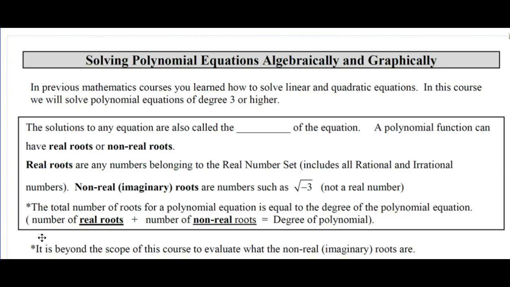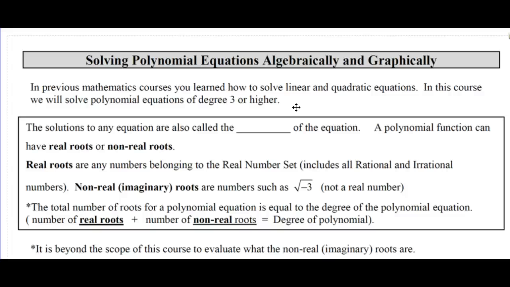Solving polynomial equations algebraically and graphically. So in a previous math course, you learned how to solve linear and quadratics. Well, I guess in 10 linear and in 20 quadratics. In this course, we will solve polynomial equations of degree 3 or higher.